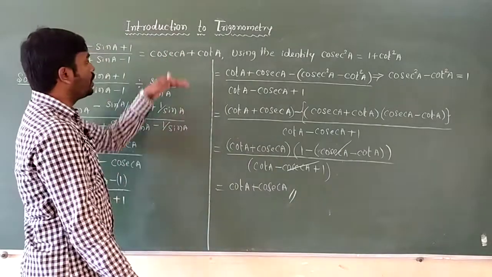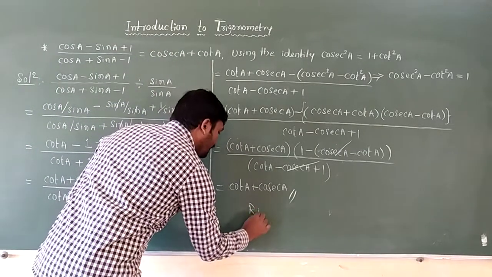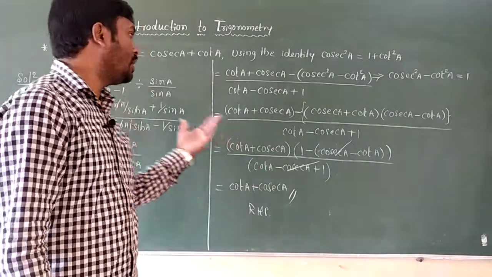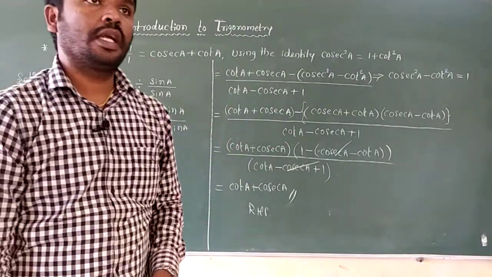This is what we needed to prove, RHS. Hence the proof, children. This is how we can solve trigonometric problems by using the identities.